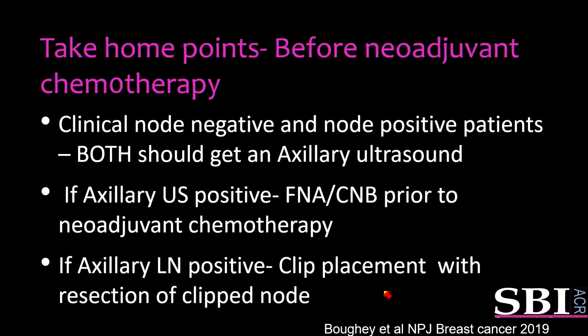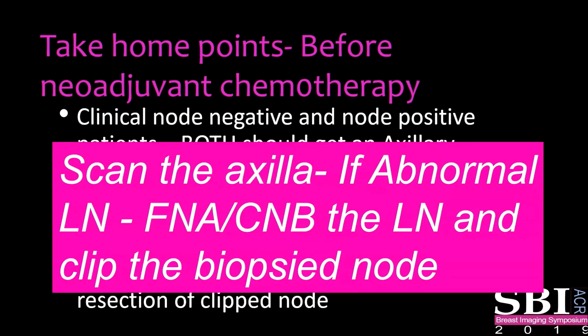So take-home points. Before neoadjuvant chemotherapy, both clinically node-negative as well as node-positive patients should get an axillary ultrasound. If the axillary ultrasound is positive, do an FNA or core, and then put a clip within the biopsied node, and with the resection of the clip node. So scan the axilla. If abnormal, FNA or core biopsy the lymph node, and then clip the biopsied node.